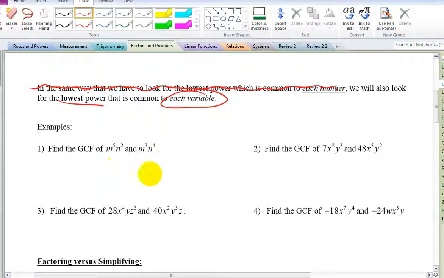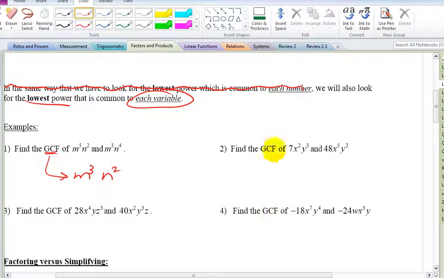Which letters are in both? Well, both of them have an m, and both of them have an n. Now for m, the letter m, which is the lowest exponent? It's not a hard question. And for the letter n, what's the lowest exponent? 2. So that, in fact, is the GCF. Okay? m^3 n^2. One single term. If there's numbers, we would look at them separately.